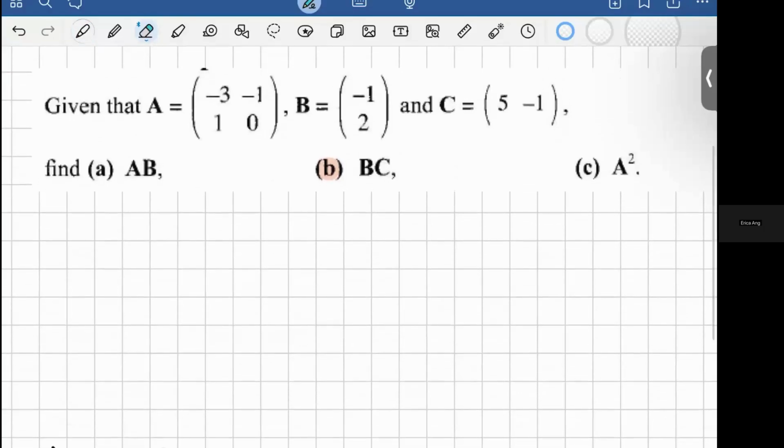Now let's look at part B. Similarly, what we're going to do is row times column. So BC, so BC is BC.